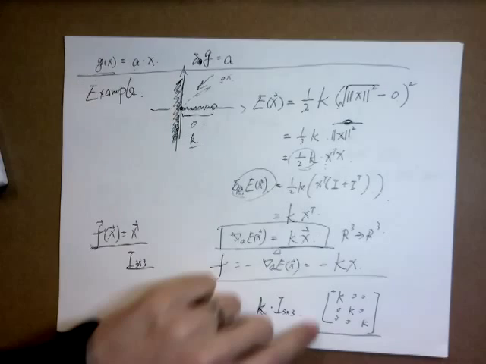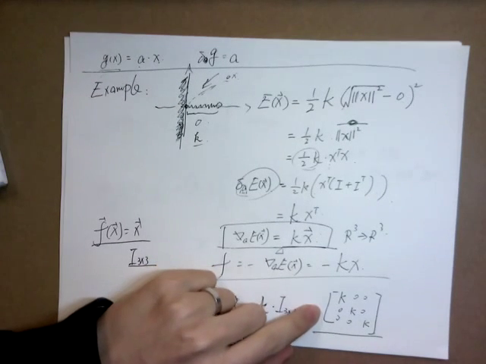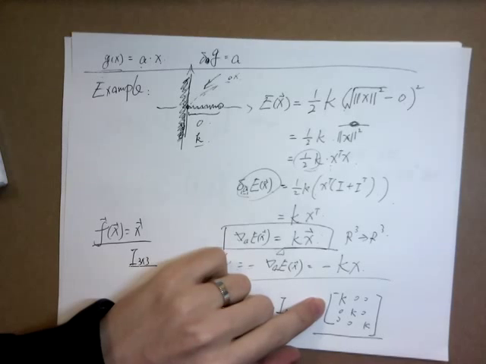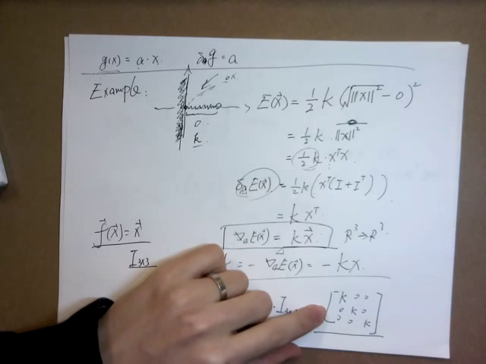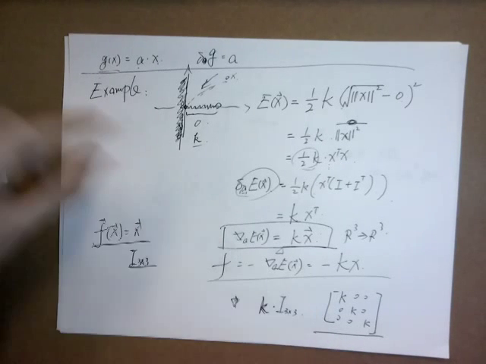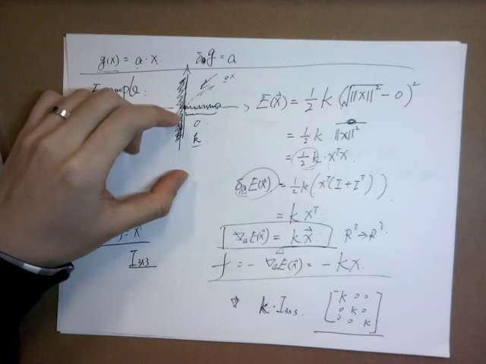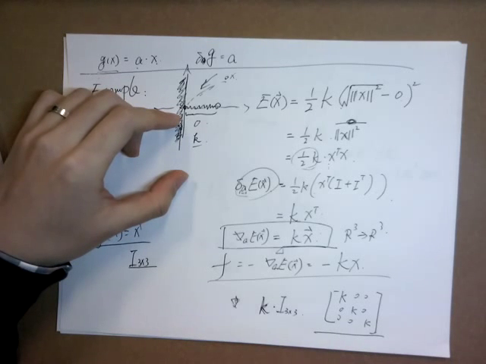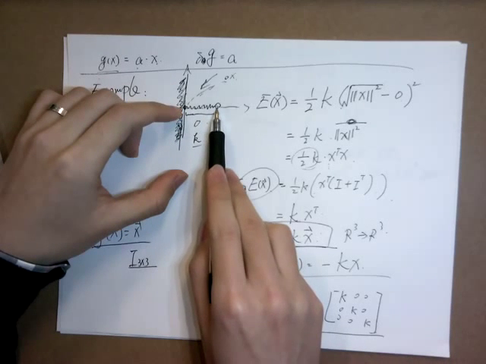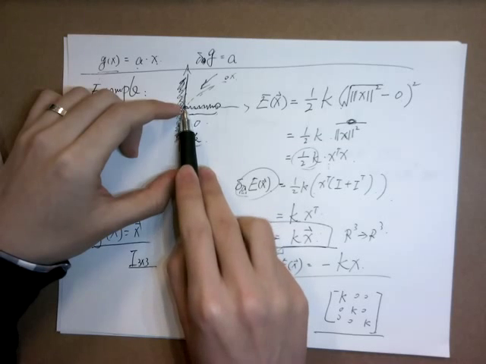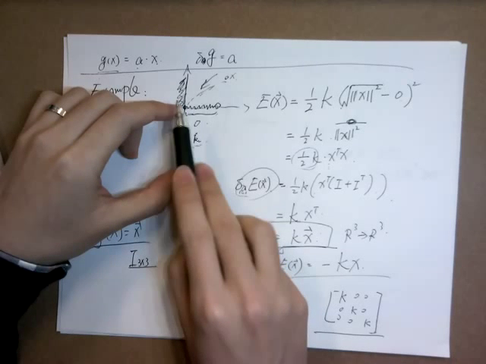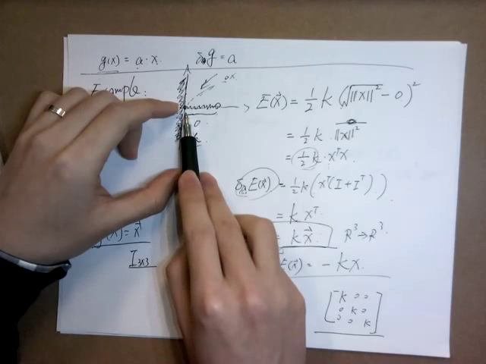And because this one is k times identity, as long as k is a positive value, this matrix is going to be a positive definite matrix, which means that the system has a minimum energy. And it's obvious that if I put it back to the origin, the system achieves its minimum energy. That's a good property of our convex function.